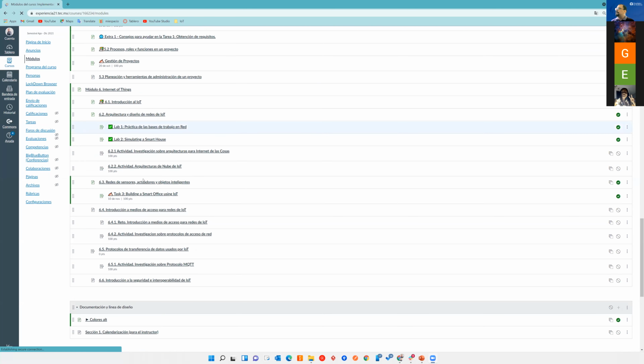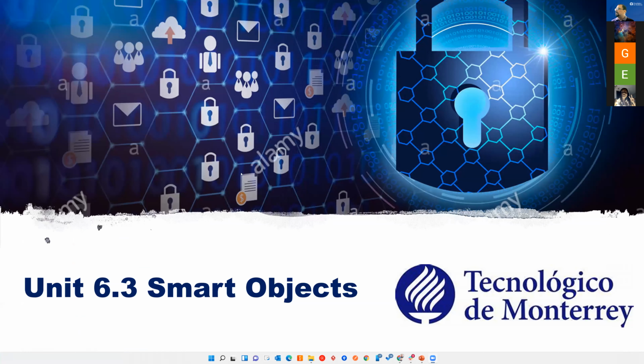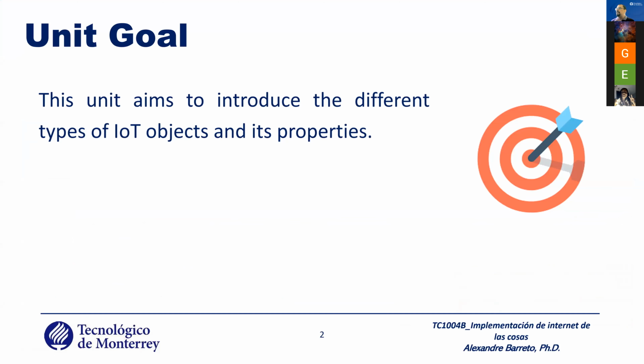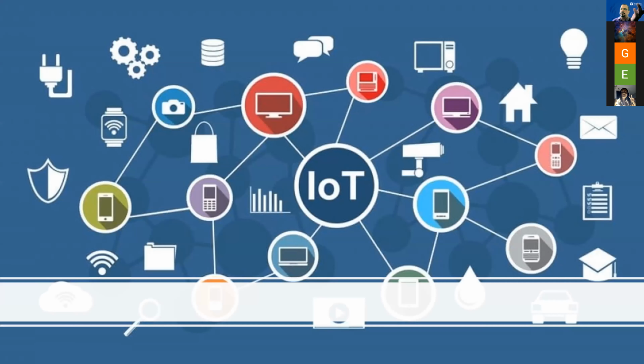Okay, this topic here, redes, sensores, atuadores e objetos inteligentes. So this topic is about smart objects. Okay. The goal is to identify what a smart object is and its properties. Okay. Again, it's a very short talk.